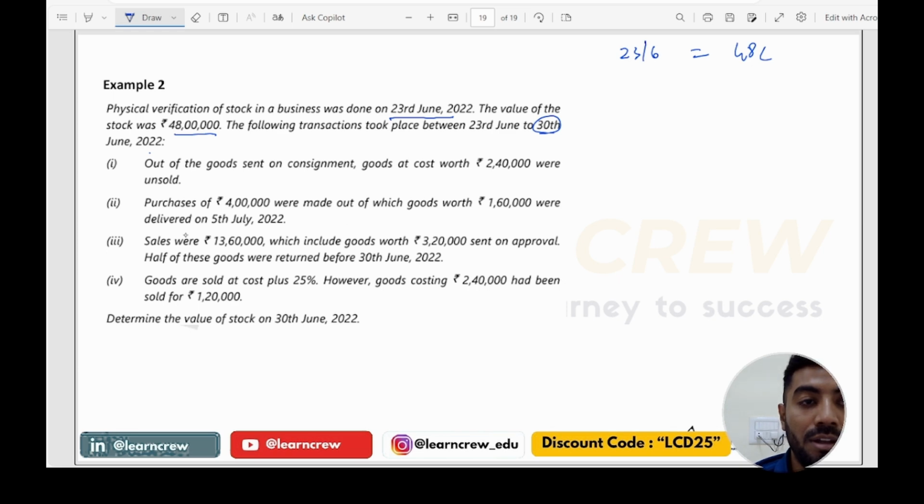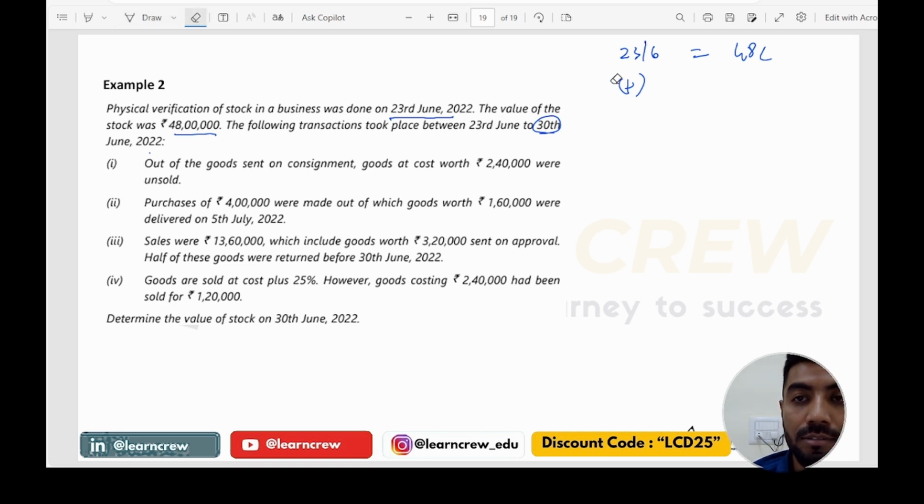Out of the goods sent on consignment, goods at cost worth 2,40,000 were unsold, which has been lying with the third party. So what do you do with this? We already saw that stock lying with other people we take into consideration. That is, add 2,40,000.